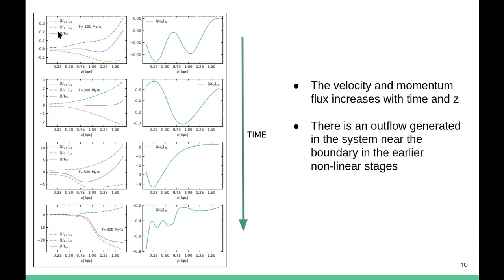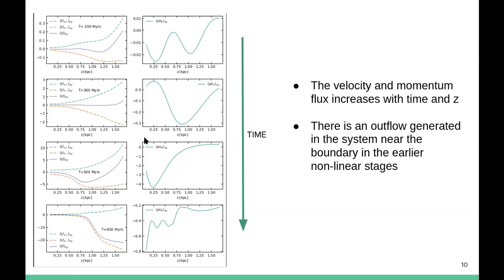I think I forgot to mention this. What I've plotted here is only for half of the simulation box. This is the positive half of the box, from 0 to 1.75 kiloparsecs. We see that in the first three columns near the boundary, we see a positive velocity. And if I zoom in here, we see a positive momentum flux.